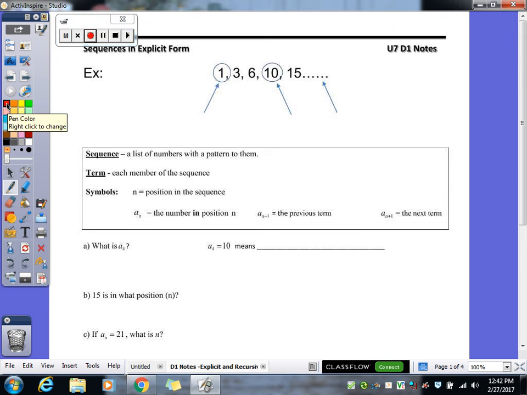So our new unit is dealing with sequences. A sequence, as you can see in my little definition here, is purely a list of numbers with a pattern to them. I gave you a sequence up above: 1, 3, 6, 10, 15. Some other vocabulary words: the number 1, because it's in the first spot, would be our first term.